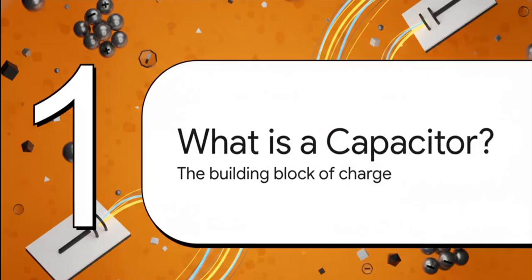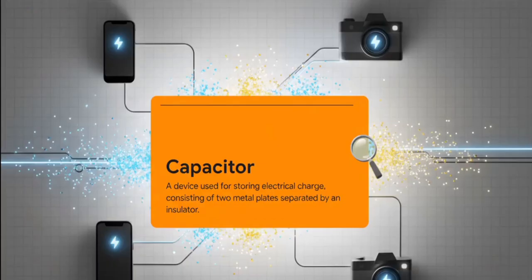All right, first up, what exactly is a capacitor? Let's get to the bottom of it. You know, at its core, a capacitor has one main job, storing electrical charge. Think of it like a tiny battery, but one that can charge up and discharge, bam, in a split second. That's the magic behind your camera's flash or countless other things inside your phone.